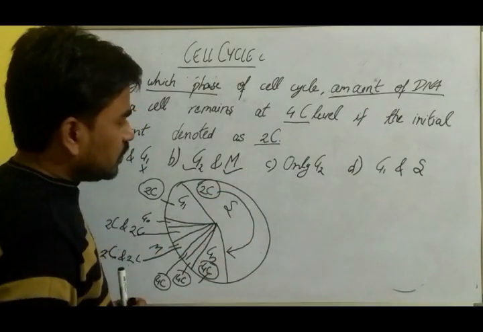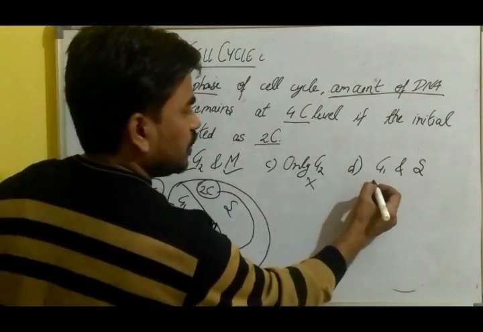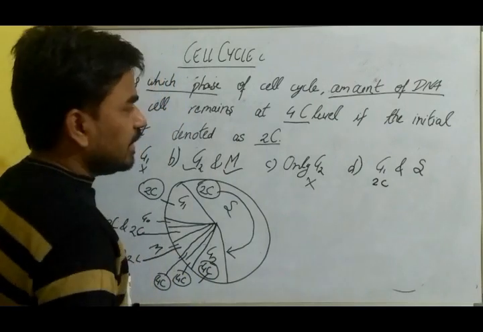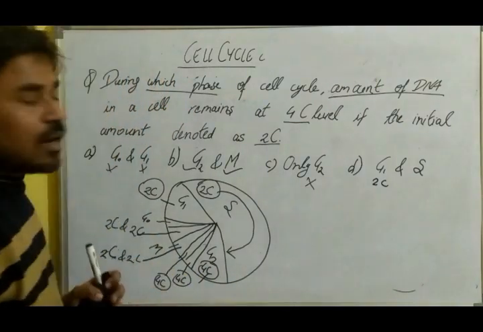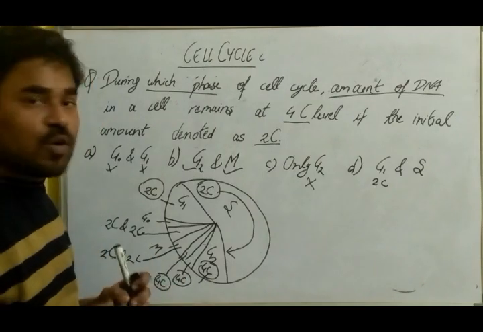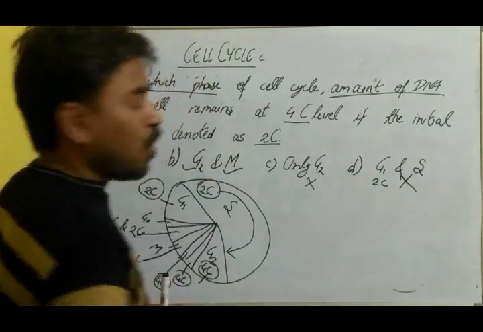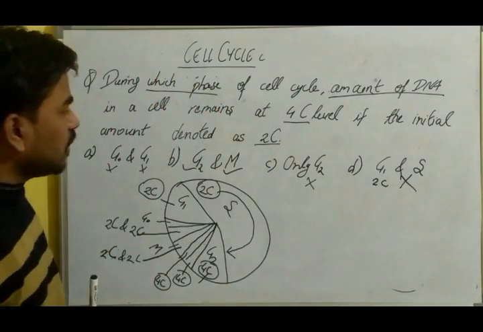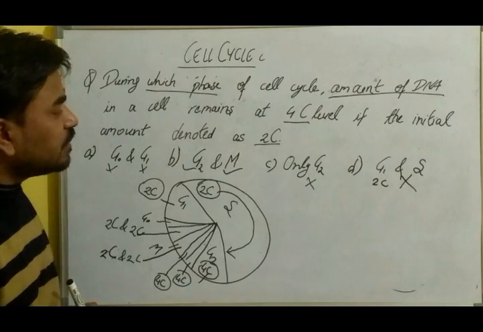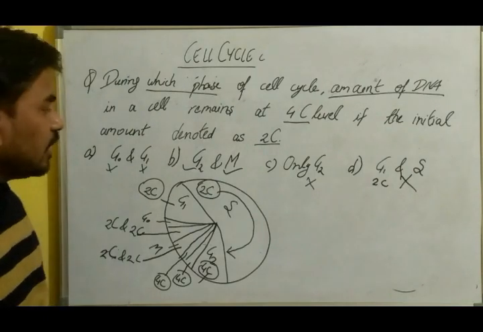Only G2, so this will become wrong. And in G1 phase, there is 2C only. In S phase, the amount of DNA will start to double, but it is not yet double. So this option will also be wrong. So the correct option is option B, that is G2 phase and M phase. So let's see another question.